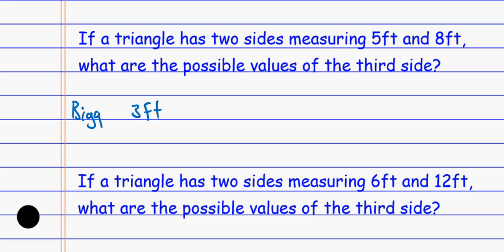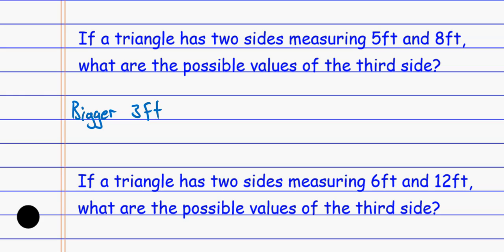So it's got to be bigger than 3, and that's because when you look at the smaller of the two, the 5 plus 3 equals an 8. I need something slightly bigger, so like 5 plus 3.1 would be bigger than the third side, bigger than the 8, okay? So it has to be at least bigger than 3 feet in order to make sure that whatever I add to the 5 is bigger than the 8, okay?